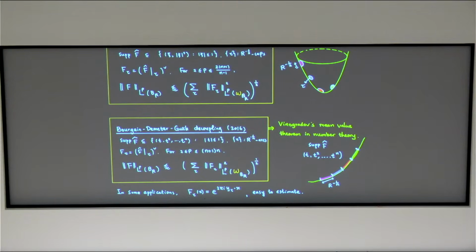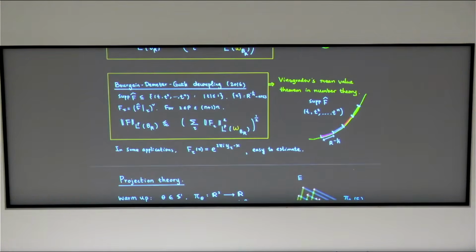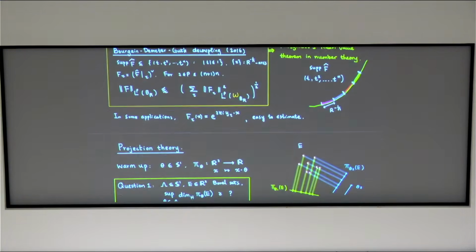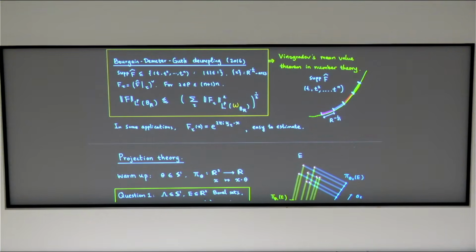So maybe I'm going a little too fast. This is a very fast introduction to what has been exciting in restriction theory. Are there any questions? Okay. And now we can talk about projection theory, and later we'll talk about their interactions.